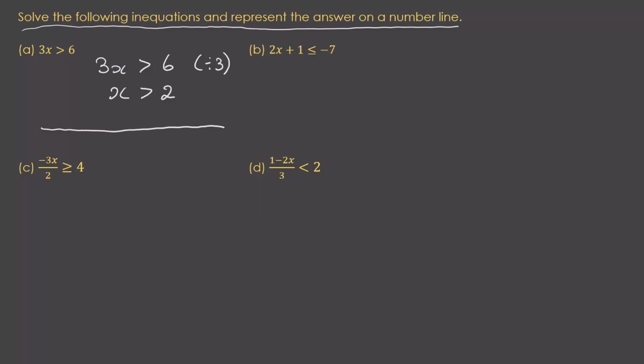Now if we have a number line, all I need to do is put 2 on here. Since it's a greater than, we're going to have a blank circle at 2, and then we're going to indicate that it can be any value more than 2. So for example, 3 works there, 3 is greater than 2, 5 works there, 5 is greater than 2.